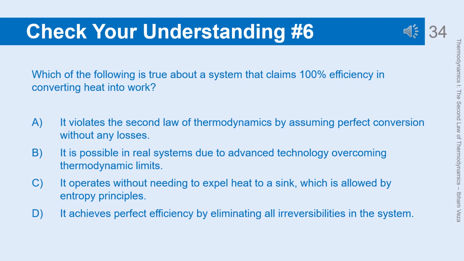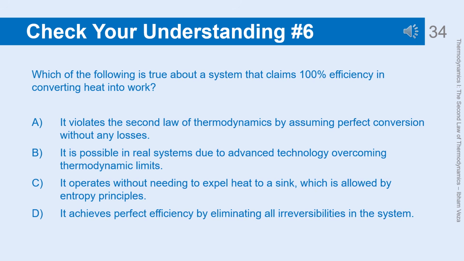Answer A. It violates the second law of thermodynamics by assuming perfect conversion without any losses. Explanation. A. It violates the second law of thermodynamics by assuming perfect conversion without any losses. This is the correct answer. The second law of thermodynamics states that it is impossible to have 100% efficiency in a heat engine because some energy must be lost as heat to the surroundings.